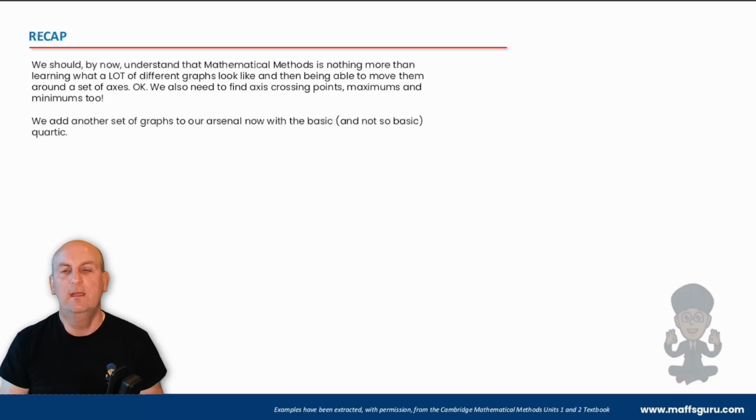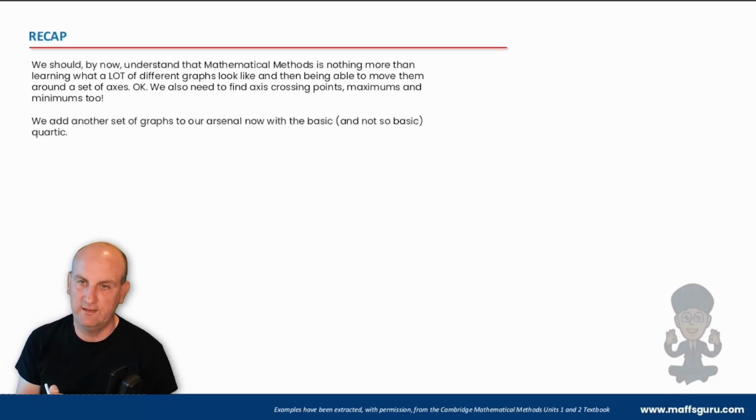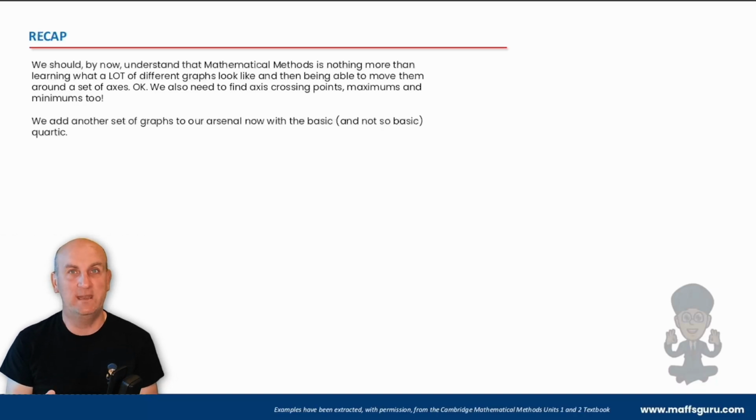All right, recap. As I said a moment ago, methods is nothing more than learning about what a lot of different graphs look like and then being able to move them around. Being able to move them around then means that we've got to find axes crossing points and turning points and all this type of stuff, which is really what the methods course is predominantly about. Here's a graph, let's move it around. Here's another graph, let's move it around. Here's another graph, let's move it around. Now let's use some algebra to find crossing points and all that type of stuff. I didn't say it was easy, but actually it is fairly formulaic.